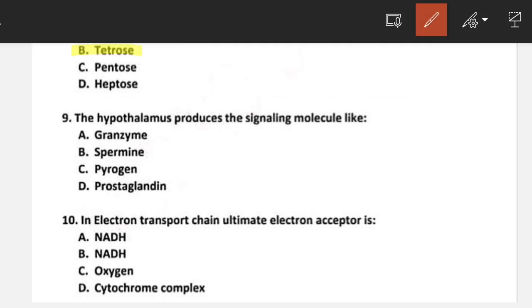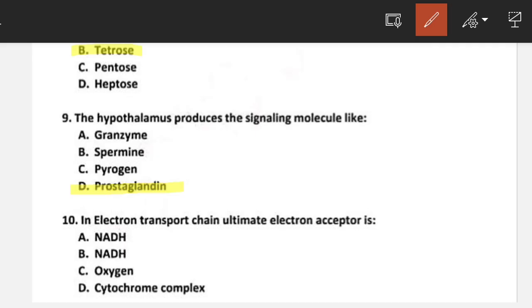So question number 9, the hypothalamus produces signaling molecules like A is the granzyme, B is the spermine, C is the pyrogen, and D is the prostaglandins. So here the correct option will be option D, prostaglandins, that can also act as hormones.